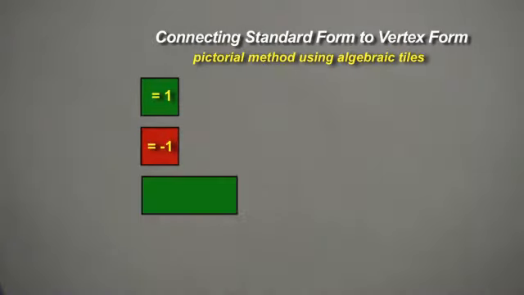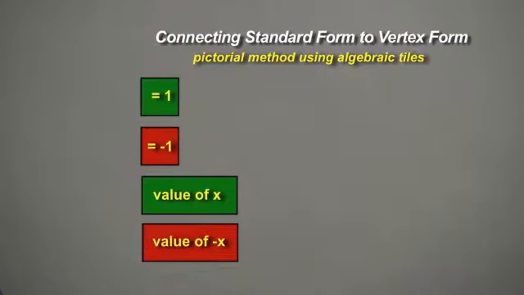Then there's the green rectangle given as this. It denotes x. The height is equal to 1, but the width is equal to x. X times 1 equals x. It also has a negative, denoted as this red rectangle. Its area is negative x.